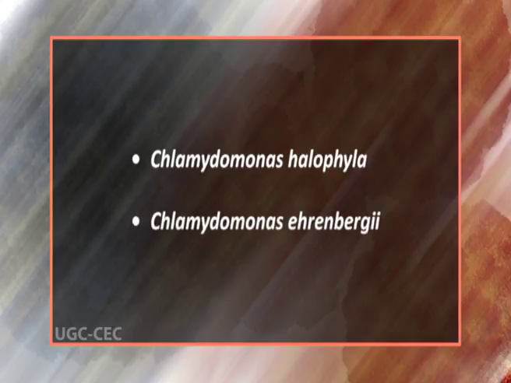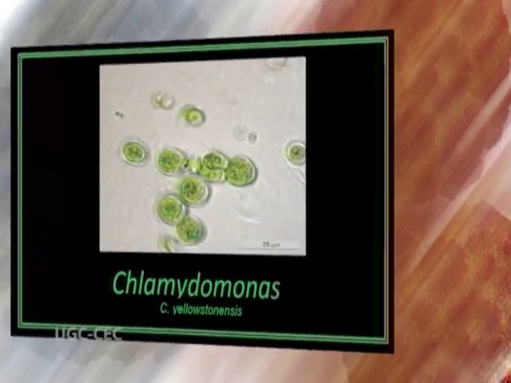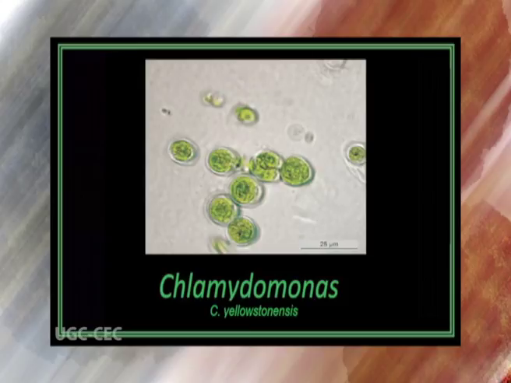Few species like Chlamydomonas halophila and Chlamydomonas ehrenbergii are seen in brackish water. Chlamydomonas nivalis grows on snow and imparts a red color to snow, called red snow, with the help of its hypnospores, which contain a red pigment called hematochrome. Chlamydomonas yellowstonensis, reported from snow in Yellowstone Park of America, imparts green color to snow.